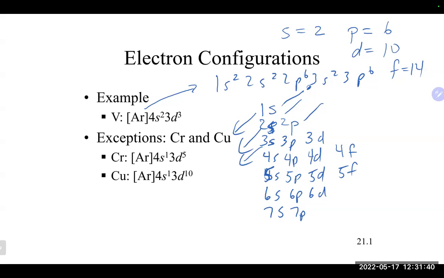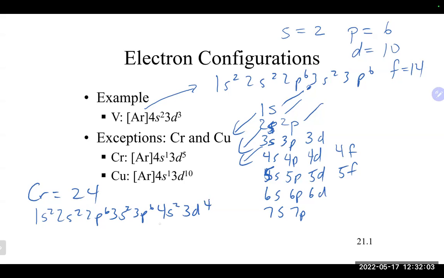There are several exceptions. Chromium and copper are two common exceptions that most people learn about. If you follow that zigzag thing, chromium is 24, which means you would write 1s2, 2s2, 2p6, 3s2, 3p6, 4s2, 3d4. If you just follow that, the exception obviously occurs here where there is an extra electron from the s up there in the d, and it should end up being 4s1 3d5.